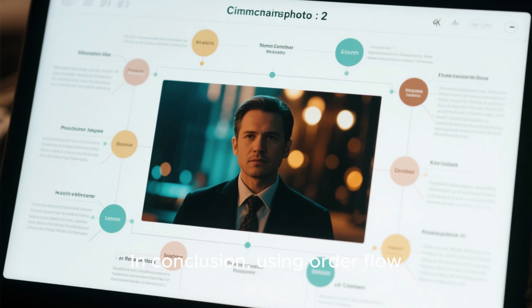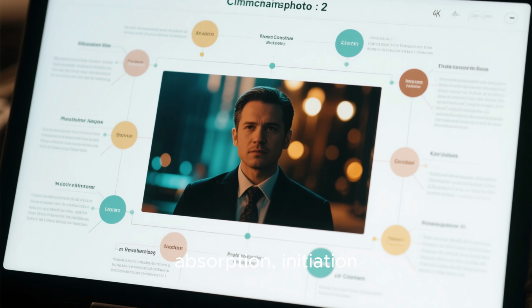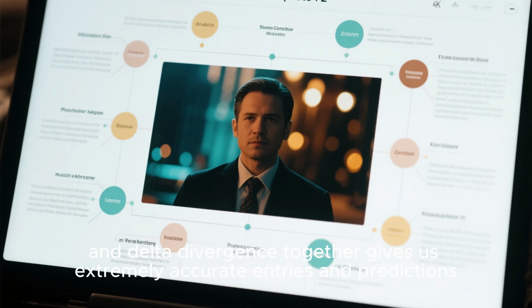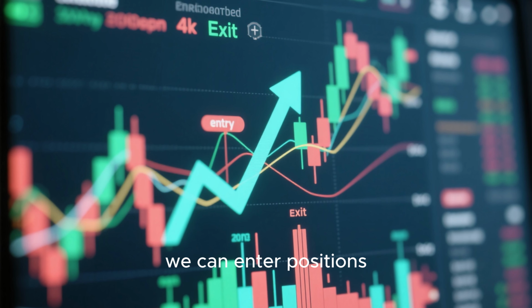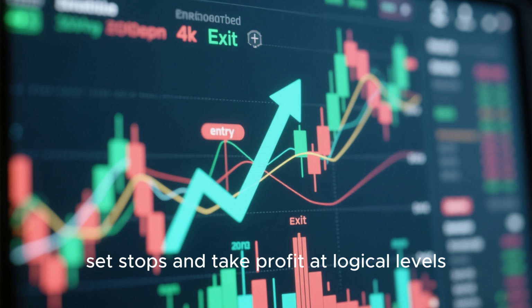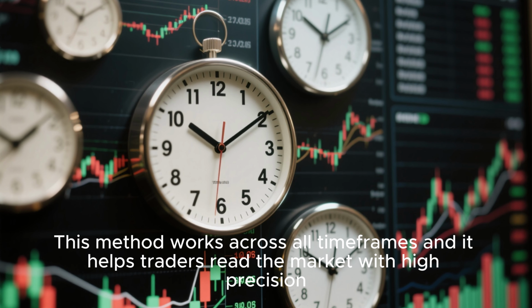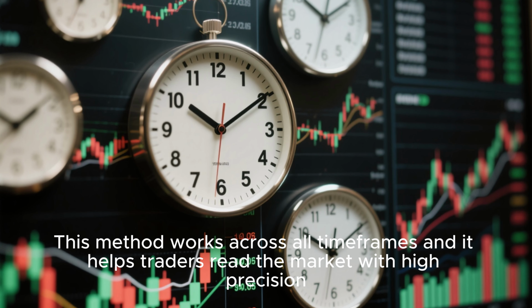In conclusion, using order flow, volume footprint, absorption, initiation, and delta divergence together gives us extremely accurate entries and predictions. With this knowledge, we can enter positions, set stops, and take profit at logical levels. This method works across all time frames, and it helps traders read the market with high precision.